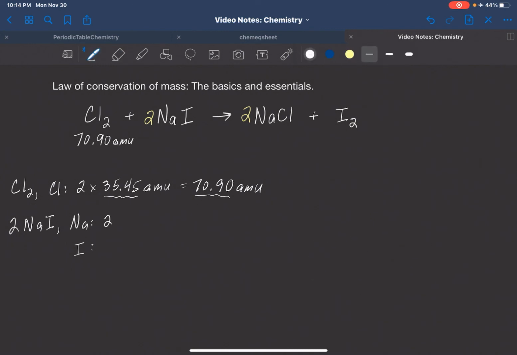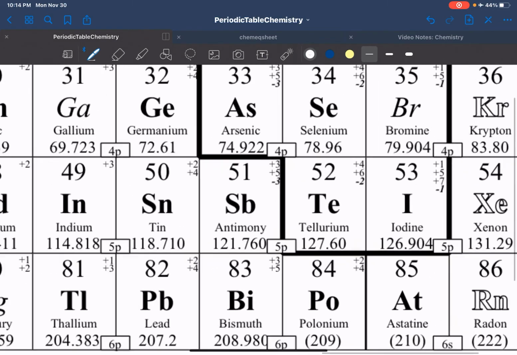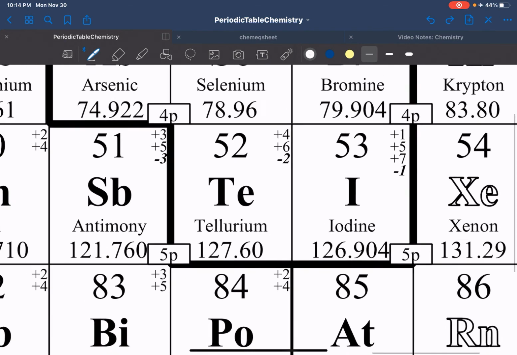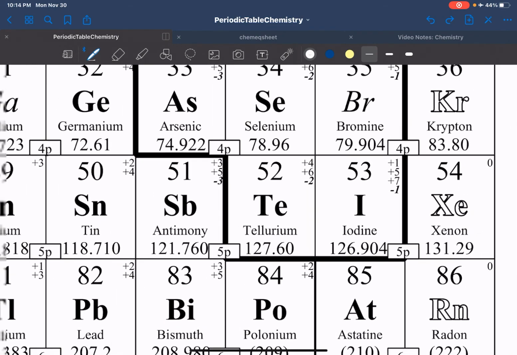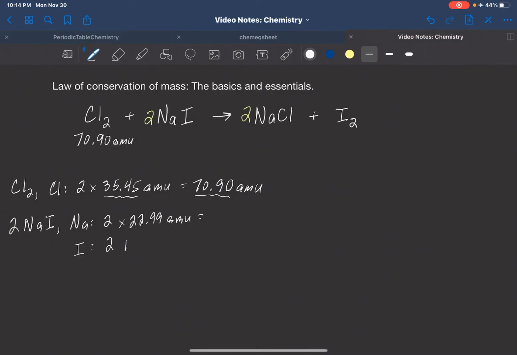So we've got 2 sodiums, 2 iodines. This is times 22.99 AMU. And then iodine. Iodine's a non-metal. We come over here and we see 126.904. Don't worry about all these other numbers on the screen, just focus on what we need. 126.904 would be 126.90, right? So 126.90 AMU. And of course, that's multiplied because you got 2 of those.